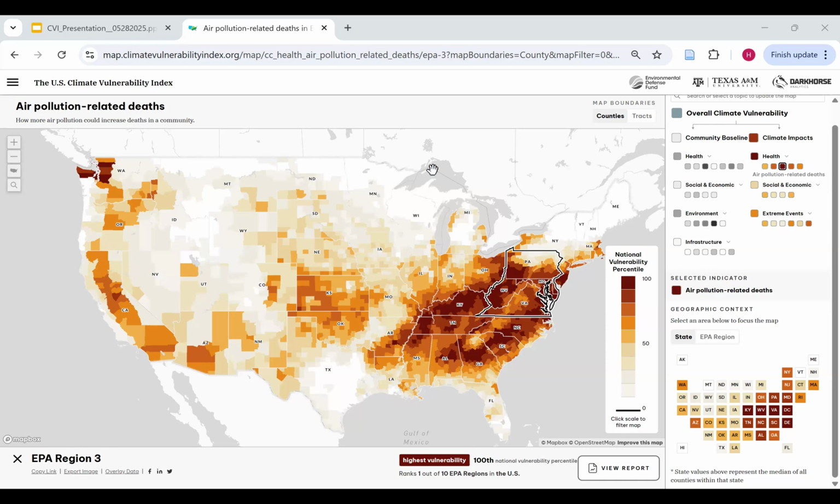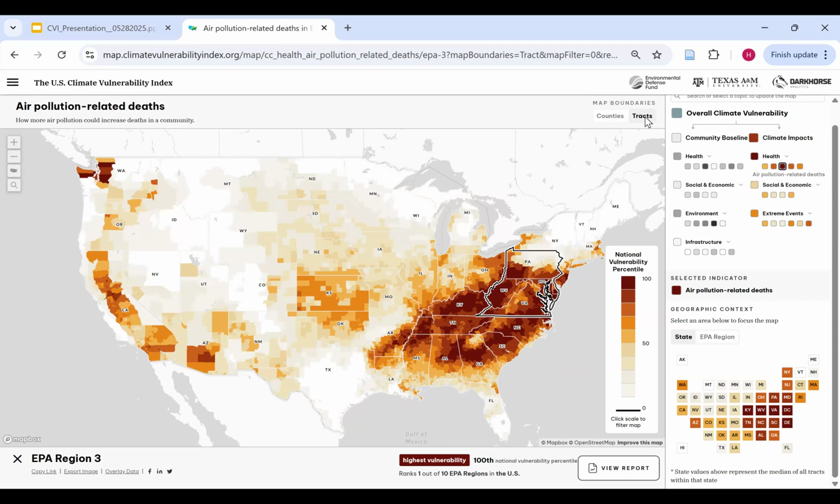Dr. Tedeschi, in these variables, health, social, economic, environment, infrastructure, where are they defined? Where are those variables under community baseline and climate impacts defined? If you click on one on the right side, do you get the definitions? Like you just showed mental health, but how is that defined? How are they defining what mental health data they're using?